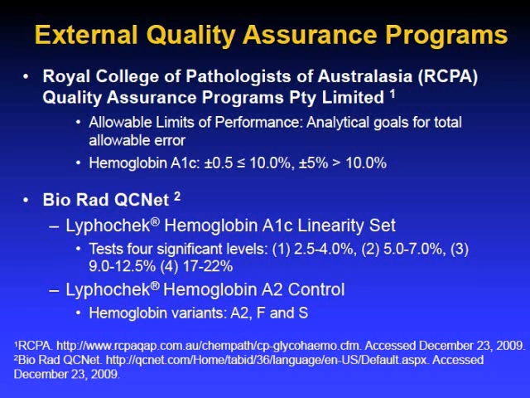Additionally, LipoCheck Hemoglobin A1c control is also available. This control is a human whole blood-based product designed to monitor the performance of automated and manual procedures for the measurement of hemoglobin variants, including hemoglobins A2, fetal, and S.